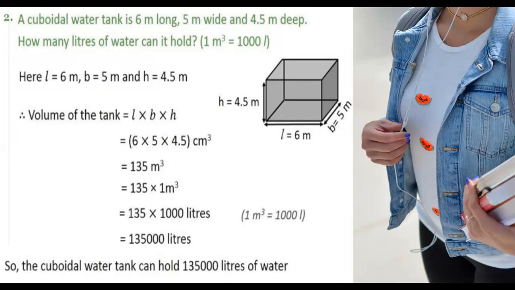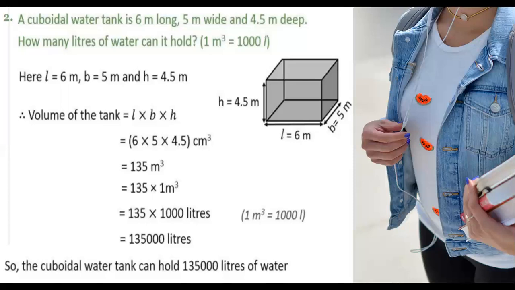First we need to find the volume and then we need to convert it into liters. Given 1 meter cube is equal to 1000 liters. So volume of the tank is nothing but length into breadth into height. And substituting the values of L, B and H, we get 135 meter cube.